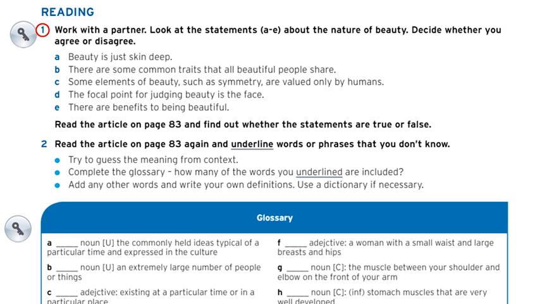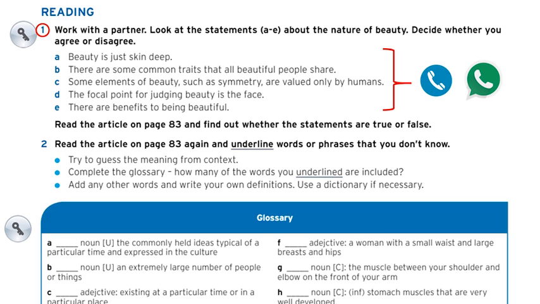Okay, the first exercise, it says work with a partner. Look at the statements A to E about the nature of beauty and decide whether you agree or disagree. Okay guys, once again here we have a speaking exercise. So you must call your classmate or send them voice notes and give your opinions about this. Okay, so take your time and do it.